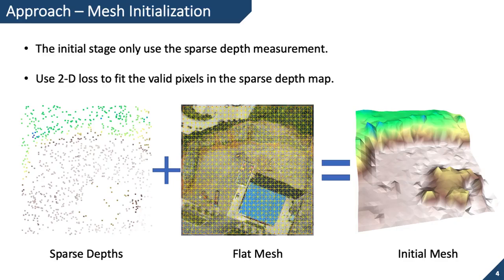Motivated by the sparse depth completion problem, we tackle it following a two-step fashion: initialization and refinement. In the initialization stage, we only use the sparse depth measurements. We initialize a 3D triangle mesh with a regular grid pattern like a chessboard. We use a mesh differentiable renderer to calculate a 2D render loss and optimize the mesh vertices to get an initial mesh.